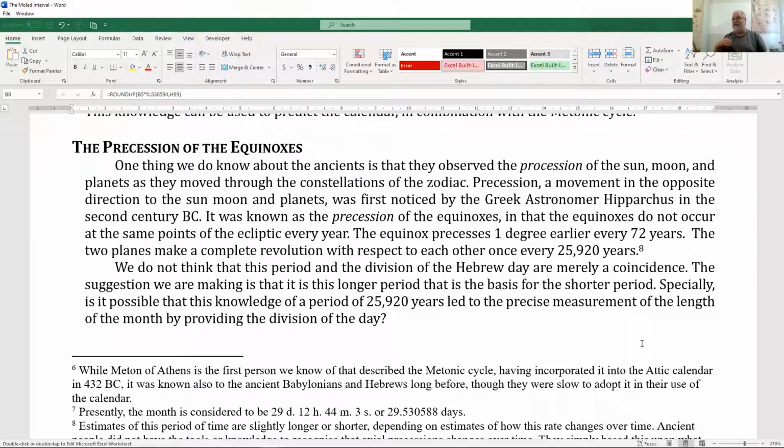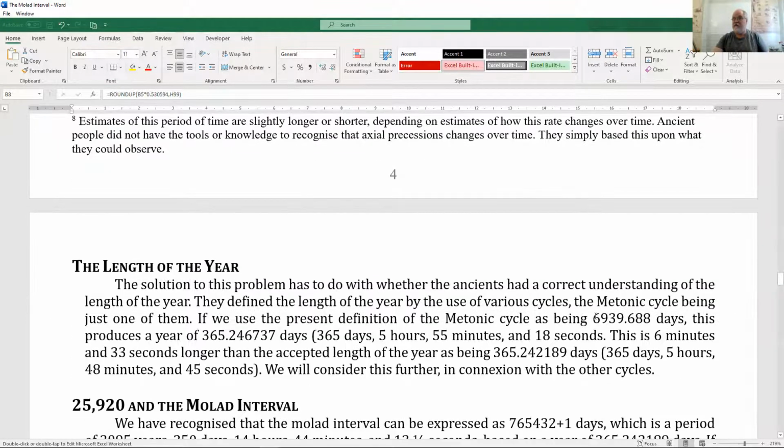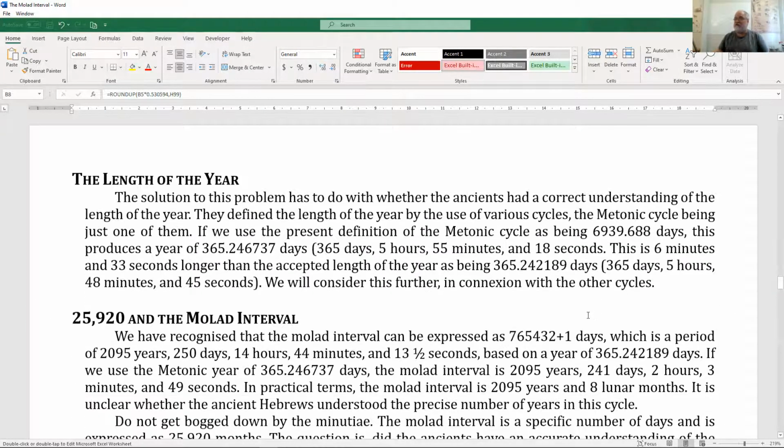Now, scientists will tell you, of course, that this period of time is changing. But back then, when they measured it, it was 25,920 years. And that's the number they chose to divide the day into. Now, just addressing the length of the year a little bit, they define the length of the year using this Metonic cycle. It is knowing how many months happened in 19 years and knowing how long the month was could then tell them how long a year is.